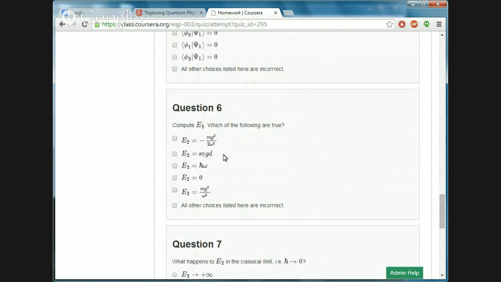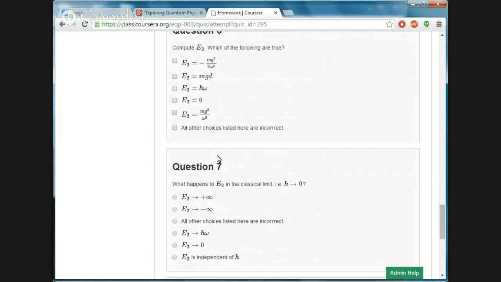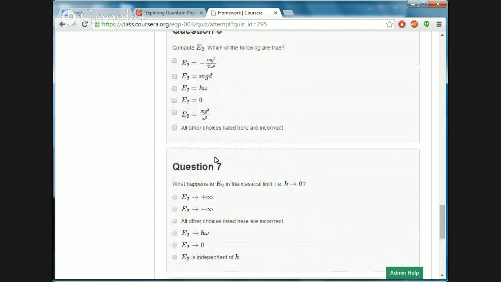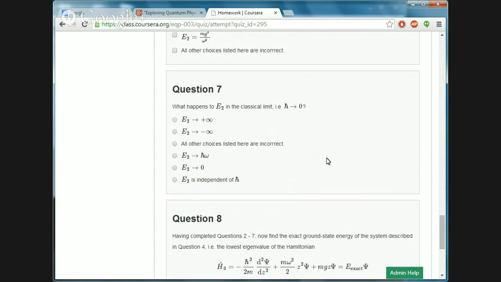And now compute the second order energy. They had seen an example like that in the lectures. And the answer here is one of these. This one, I suppose.